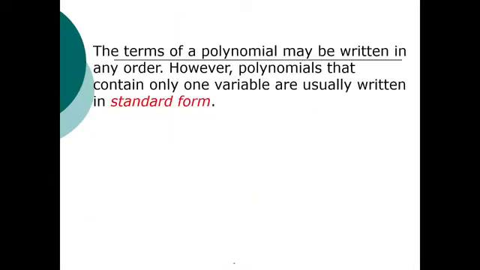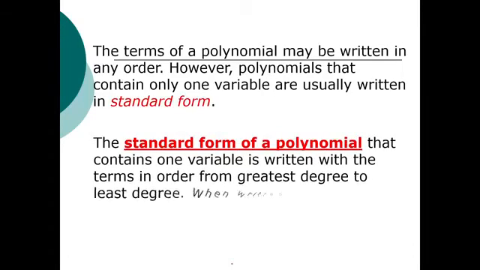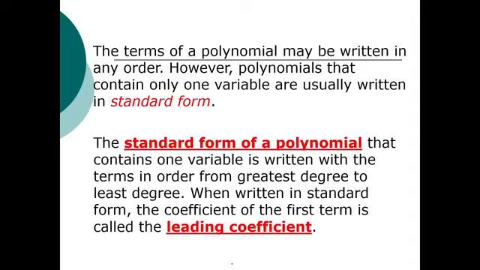So, the terms of a polynomial may be written in any order. However, polynomials that contain only one variable are usually written in standard form. The standard form of a polynomial that contains one variable is written with the terms in order from greatest degree to the smallest or the least degree. When written in standard form, the coefficient of the first term is called the leading coefficient.